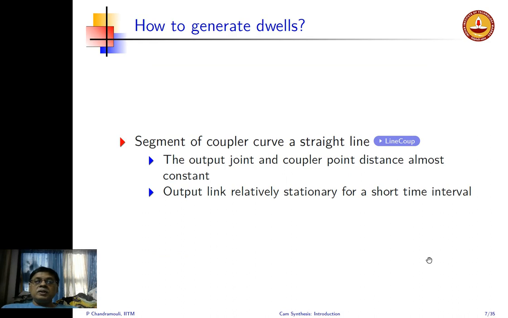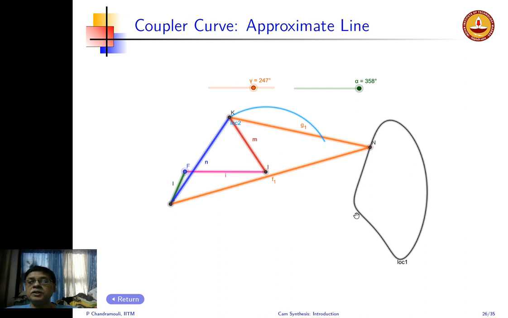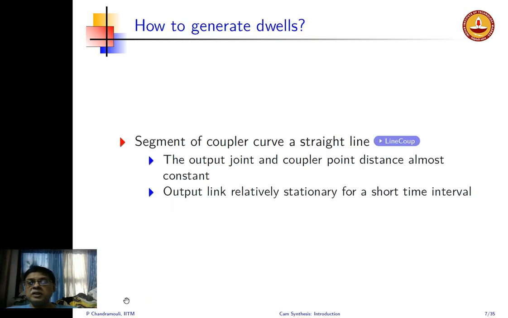All right. So you could also generate this dwell in another way. One type we saw was where we have part of the coupler curve as a circle. The other possibility is to use a straight line, which is sketched here. You can see I have a coupler curve which is almost a straight line. If I look at this point K, as the coupler goes down this line, this distance is going to remain the same, and therefore this will remain stationary. So that is another way to do this.